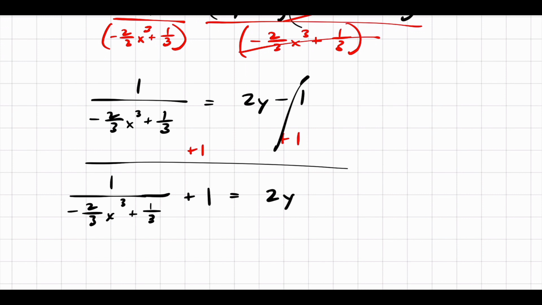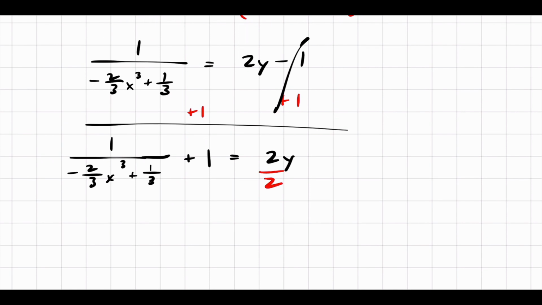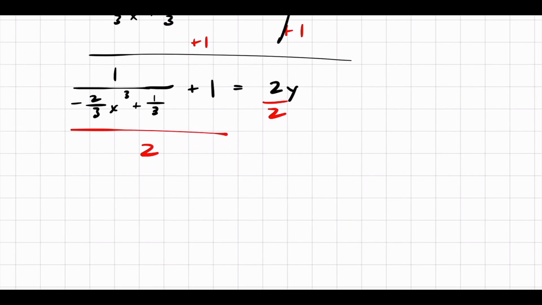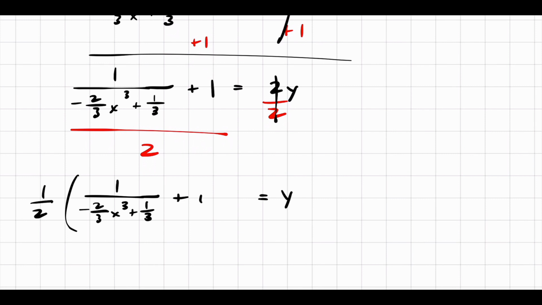Last step, divide by 2. Divide everything by 2. Instead of dividing everything by 2, because that makes another fraction, I'm just going to multiply by 1/2. So 1/2 times what I already have. You can distribute the 1/2. You don't have to distribute the 1/2.